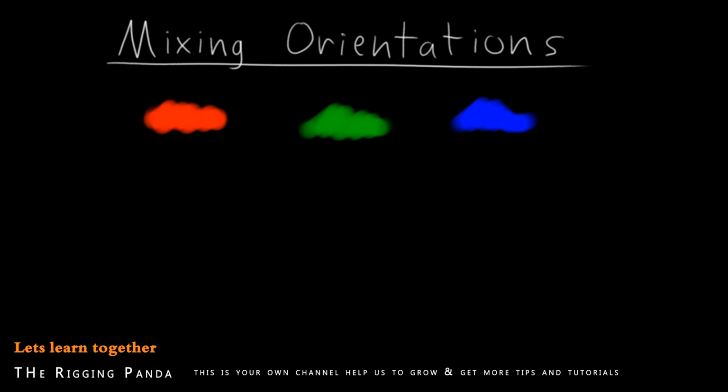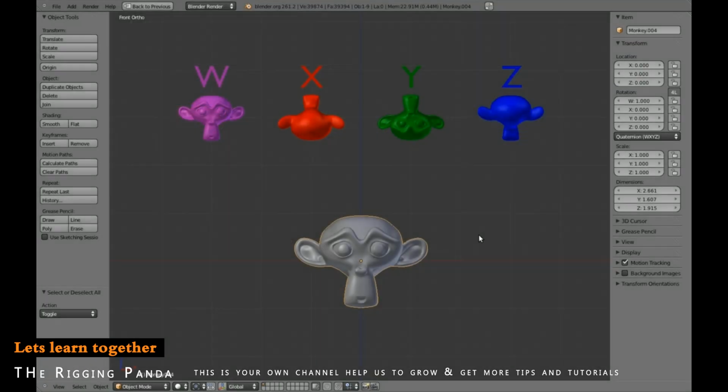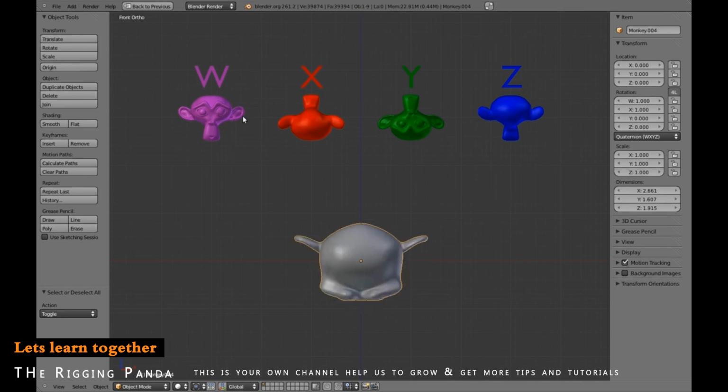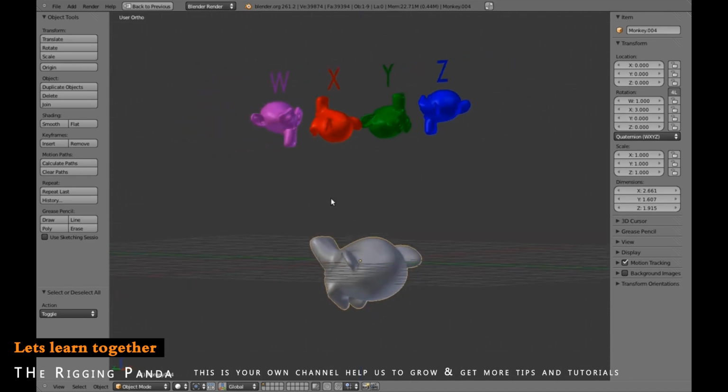The hue of a color is determined by the ratio of red, green, and blue in it. 1 part red and 1 part green makes yellow, and 2 parts red and 1 part green makes orange. Similarly, the orientation of a quaternion is determined by the ratio of the 4 core orientations we mix in. 1 part W and 1 part X is an equal mix of W and X, so the orientation is exactly halfway between them. 1 part W and 3 parts X has a lot more X in it, so it's going to be closer to X.